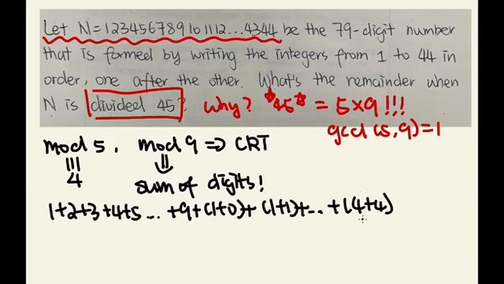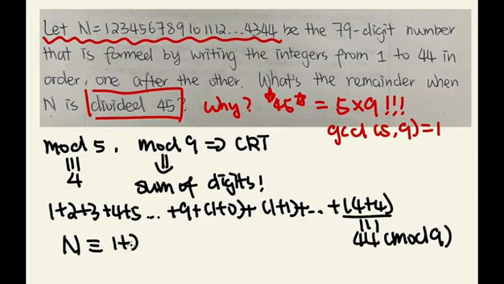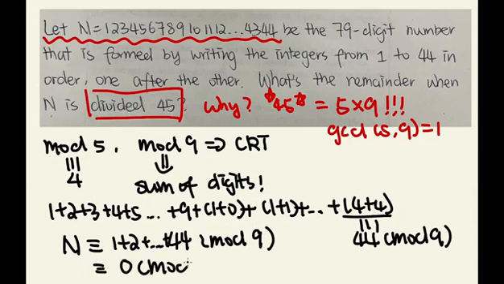So to make the calculation easier, we can find that 4 plus 4 mod 9 is basically 44 mod 9, since it is the sum of the digits of 44. This applies to all the numbers from 1 to 44 here. So n will be congruent to the sum of 1 to 44 mod 9. Sum of 1 to 44. Pretty easy. 44 times 45 divided by 2 equals 990. Well, that's divisible by 9. So n is congruent to 0 mod 9.